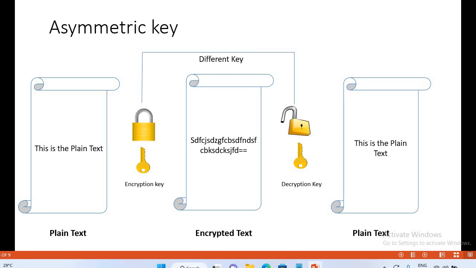In this, we use two keys and both the keys are different. Encryption is done through the public key and decryption is done through the private key. So in this process, two keys are used, so it is more secure than the symmetric key. That's all, this is the basic thing we have discussed. But because two keys are used, the processing of encryption and decryption is a little bit slow.